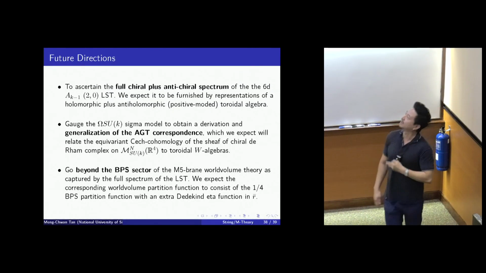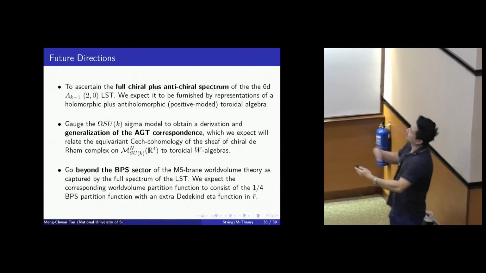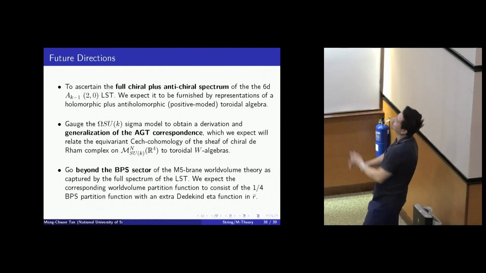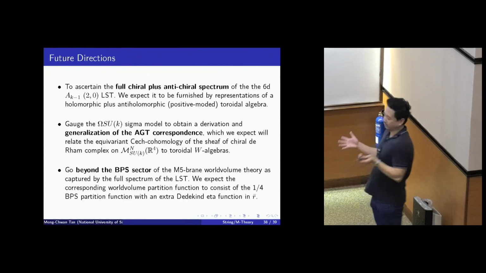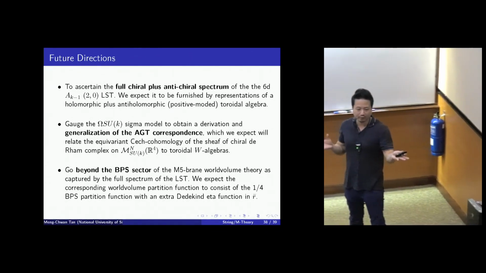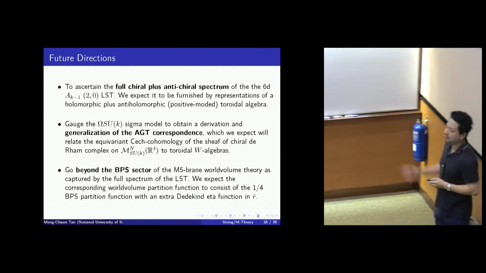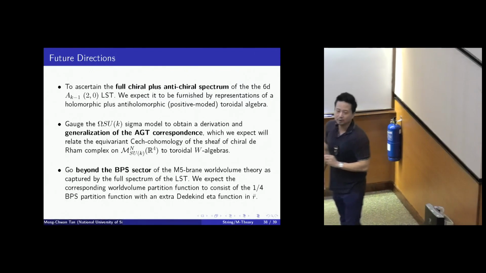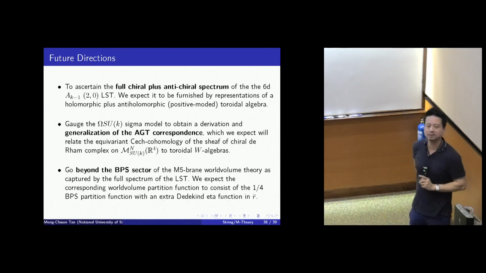And future direction: maybe we want to understand the full spectrum, not just the chiral part, the full spectrum, left excitations, right excitations. So we expect a tensor product, basically, of a holomorphic toroidal algebra and an anti-holomorphic one. That's something we can guess, the form. We could gauge this loop group sigma model to get a generalization of what is called the AGT correspondence.